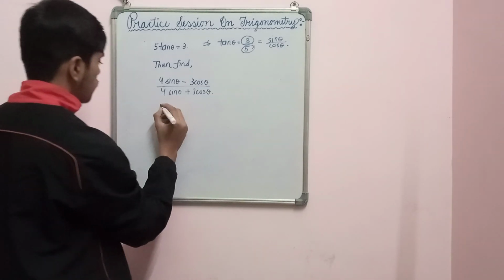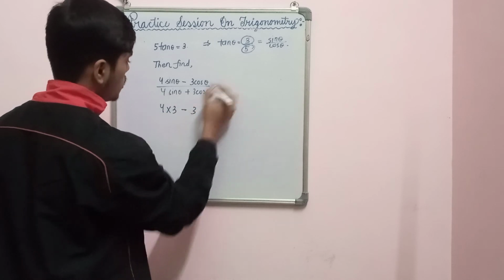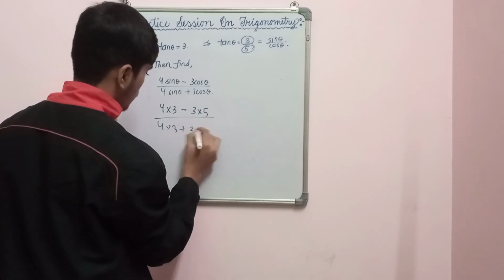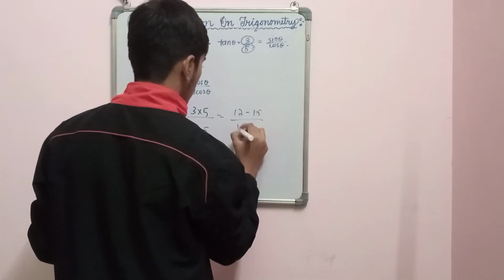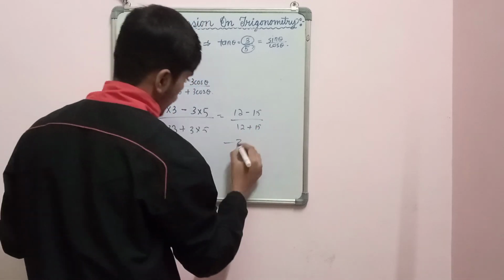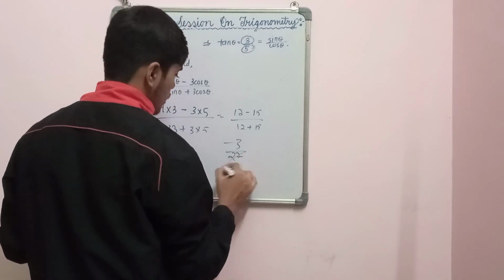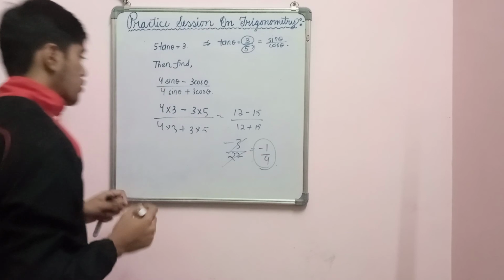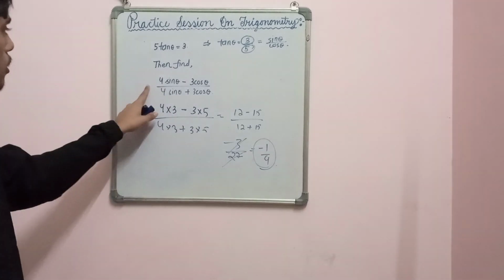So now we have 4 into the value of sin theta, 3, minus 3 into the value of cos theta, 5. The same thing we do in the denominator, and there we add. So this becomes 12 minus 15 over 12 plus 15. So this comes to minus 3 upon 27, and if you cancel it you will get minus 1 upon 9. So this is how this one is also completed.